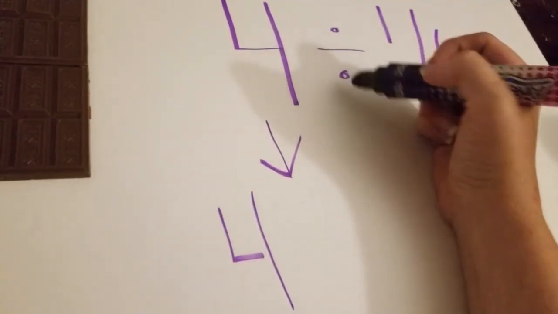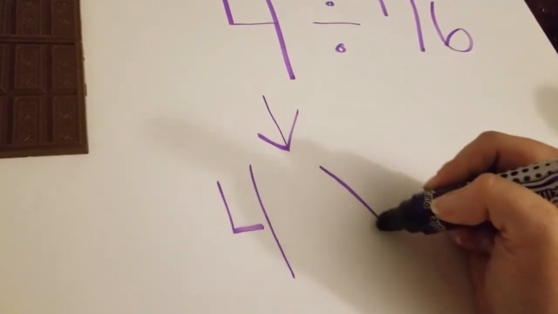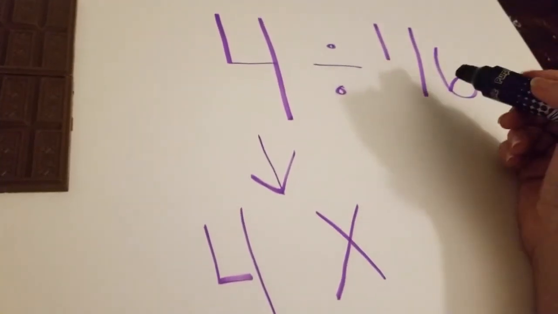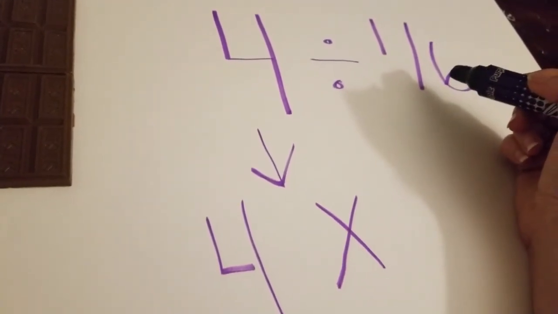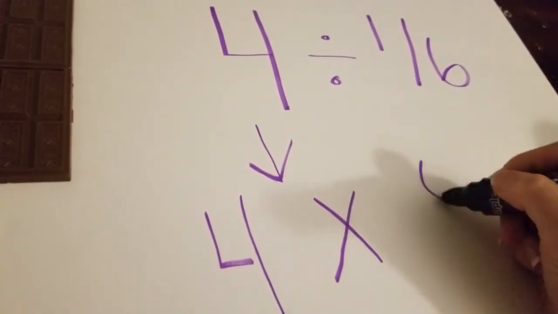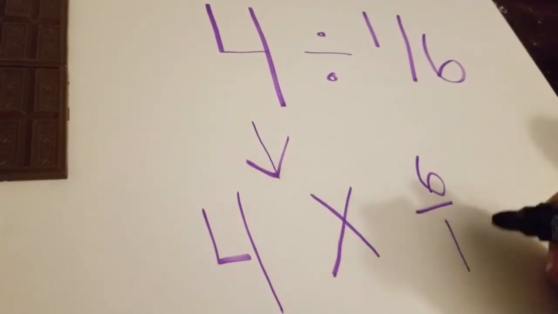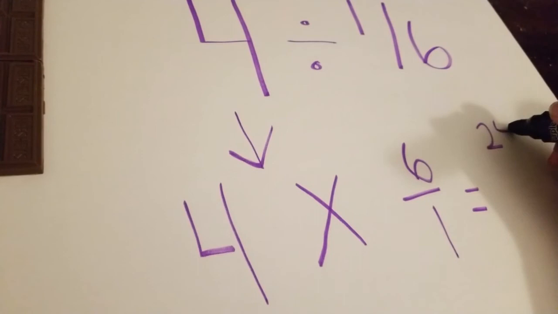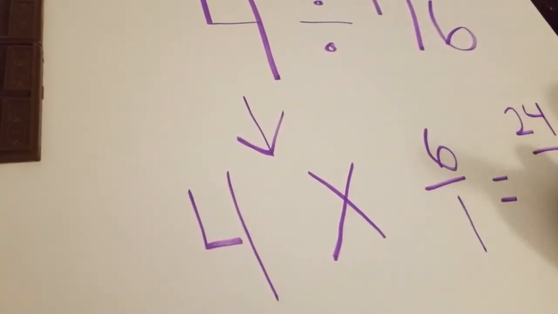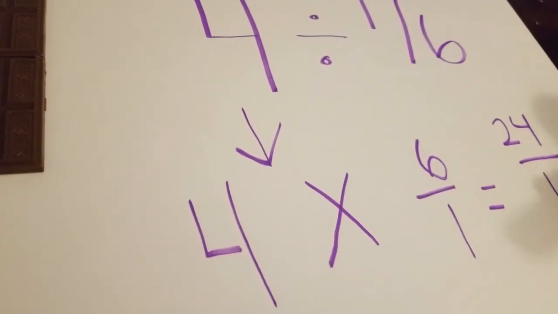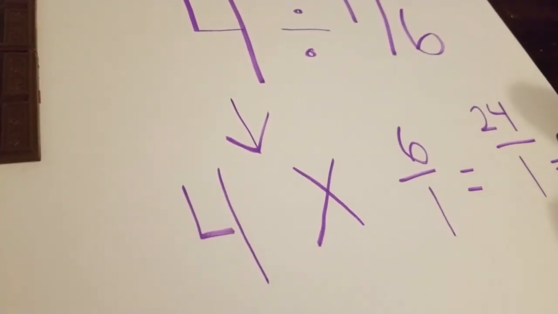And now you're going to change the division sign to multiplication. And then you're going to find the reciprocal of 1/6. So that would be flip, 6 over 1, which equals 24 over 1, which equals 24. And that would be the correct answer.